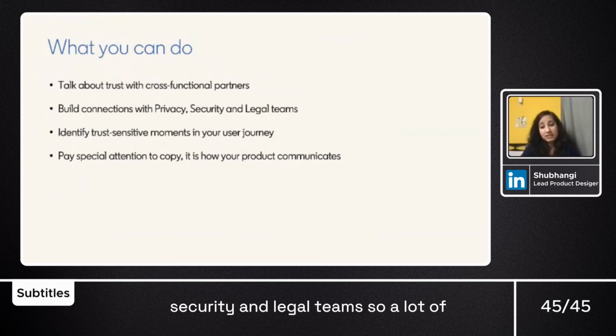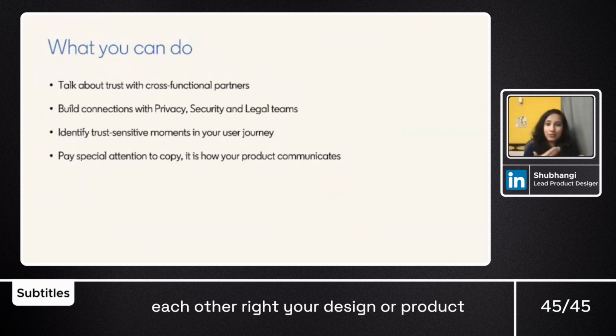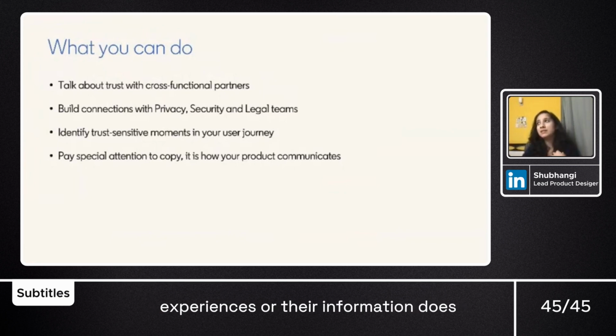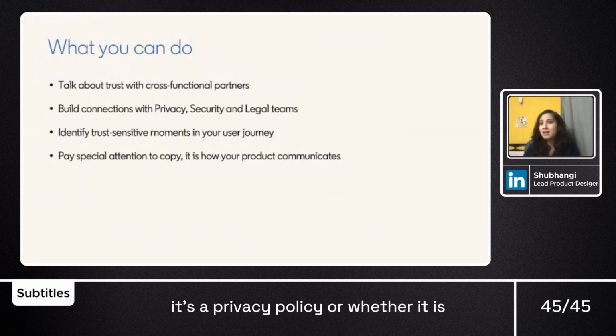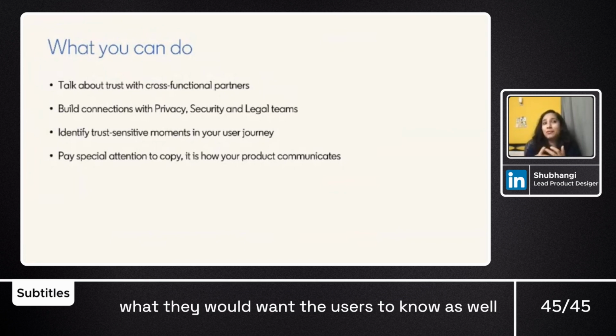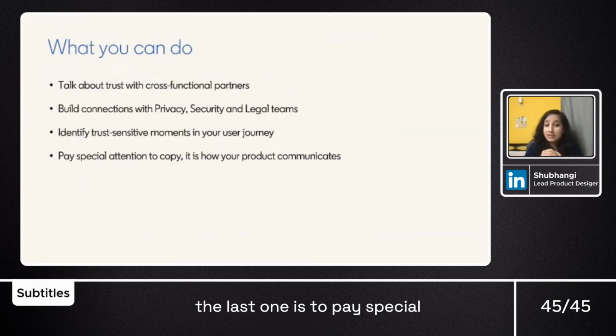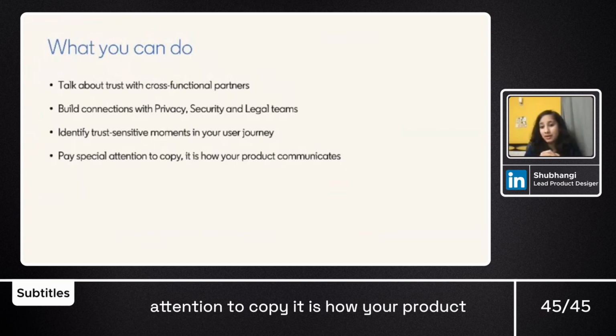Build connections with privacy, security, and legal teams. A lot of companies have these teams that do the work around legal matters, regulations, privacy, and so on. And these teams often don't talk to your design or product team, but their experiences and information do have a play inside the product, whether it's a privacy policy or those three condensed points that you want to show before getting a person to accept a cookie or accept a condition. So it's good to build connections with these folks and understand from them what they would want the users to know as well. The last one is to pay special attention to copy. It is how your product communicates.